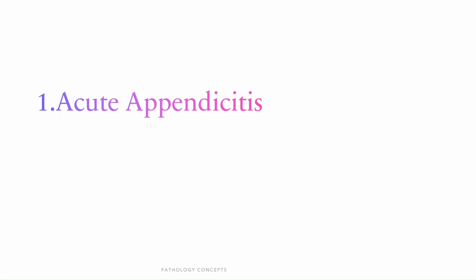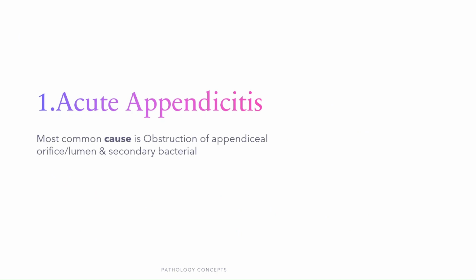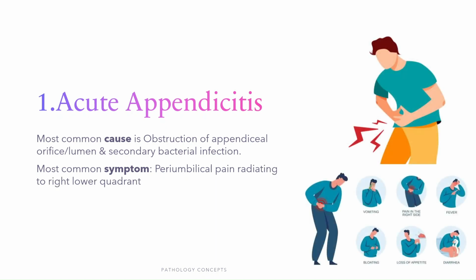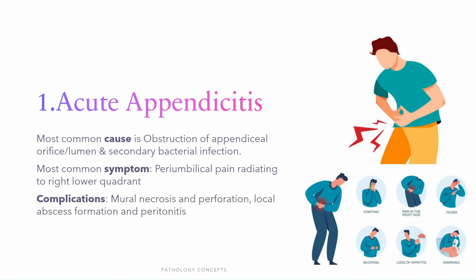Let's understand acute appendicitis. The most common cause of acute appendicitis is obstruction of appendiceal orifice or lumen and secondary bacterial infection. The most common symptom is periumbilical pain radiating to right lower quadrant. Other symptoms are vomiting, fever, bloating, loss of appetite, diarrhea. Complications of acute appendicitis include mural necrosis, perforation, local abscess formation and peritonitis.